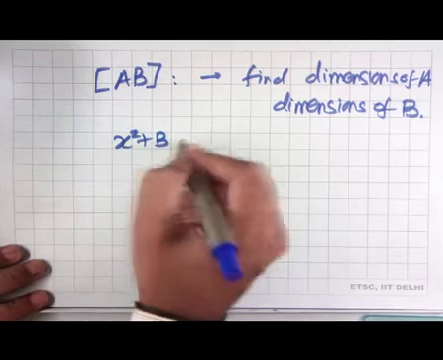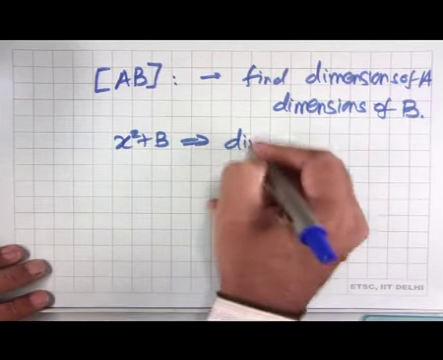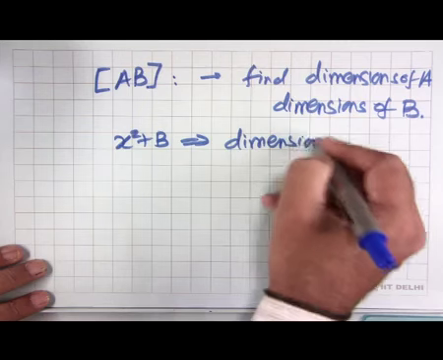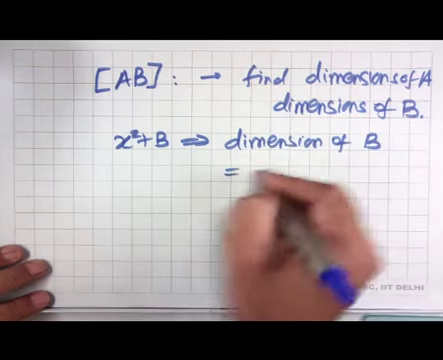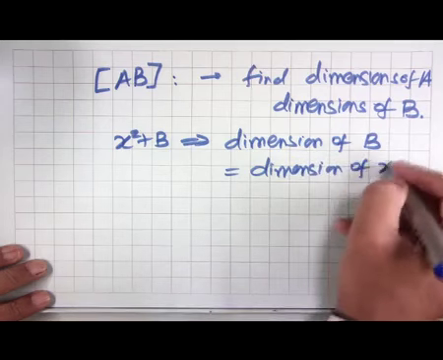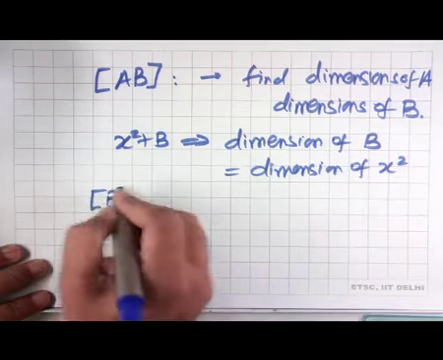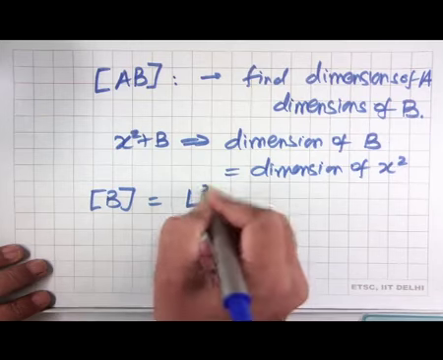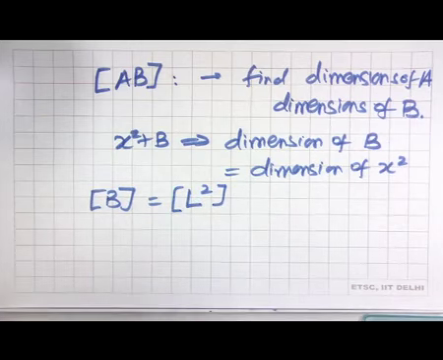So, because we have x square plus b, this implies dimension of b is equal to dimension of x square. So, this means dimension of b will be equal to L square, because x is a distance, it is given distance x from origin. So, therefore, it is length.